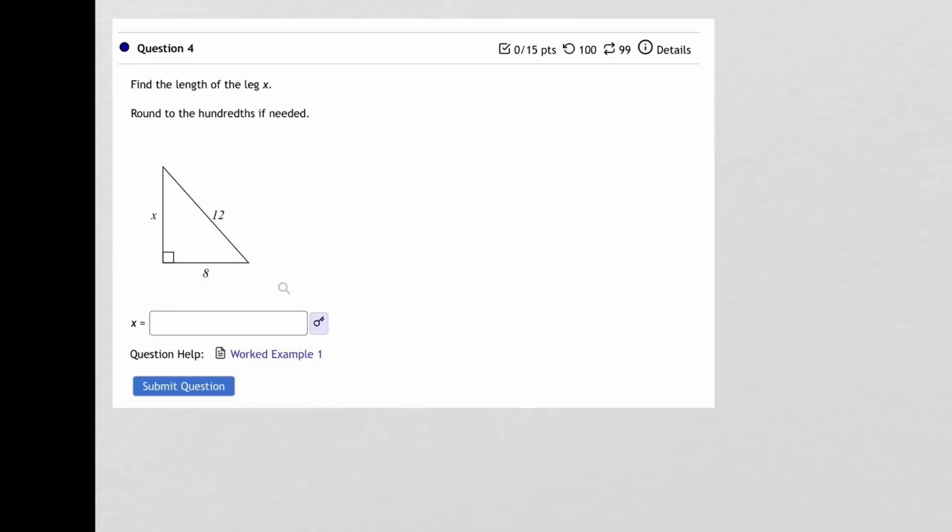Okay, so in this homework example, it says find the length of the leg x. It's a right triangle, right? So again, we can just immediately use the Pythagorean theorem. So I know that x squared plus 8 squared is equal to the hypotenuse, which is 12 squared. So x squared plus 64 is equal to 144.